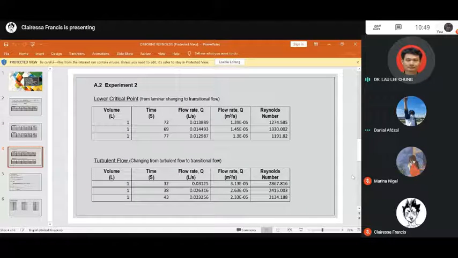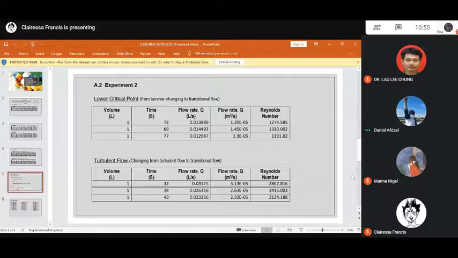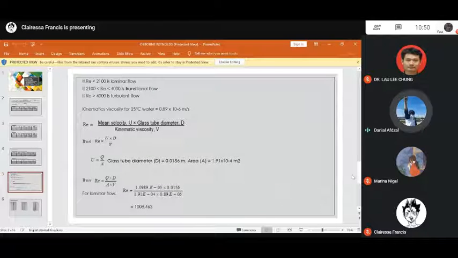Daniel, how do we calculate flow rate? We divide the volume by the time. Okay, how do we calculate Reynolds number? Formula. Clear? Slide 5, please. So this is the formula to calculate Reynolds number. UD divided by V. Yes.